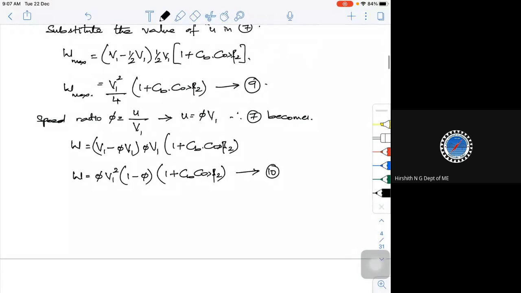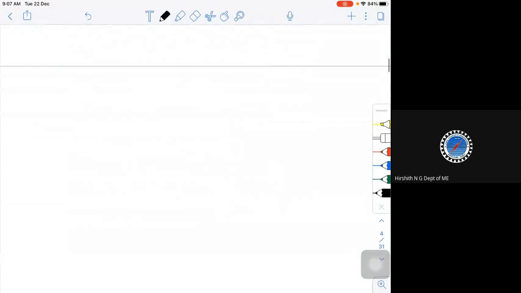Now we have to look into what are the efficiencies associated with the Pelton wheel. Okay, let's look into the efficiencies associated with the Pelton wheel.